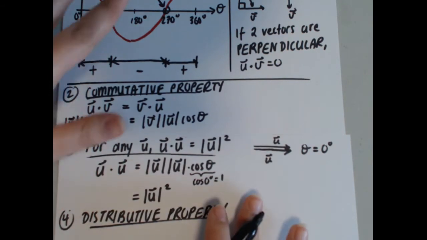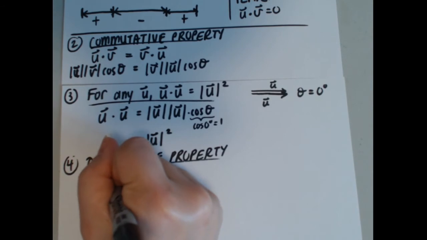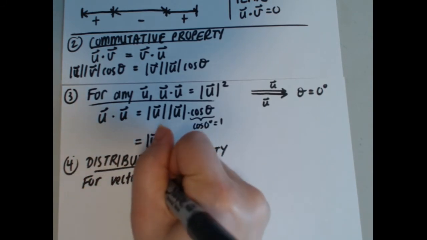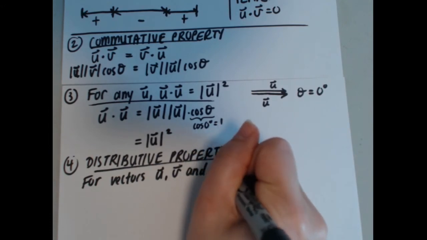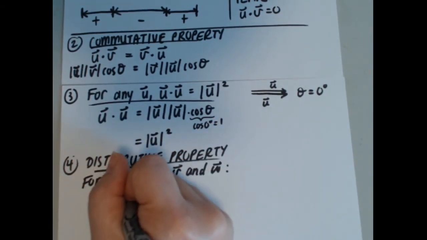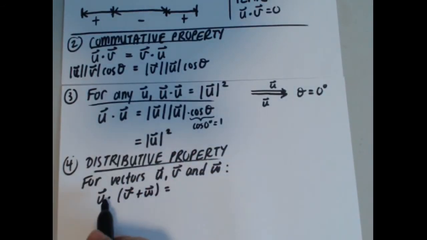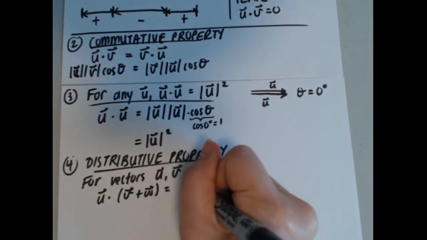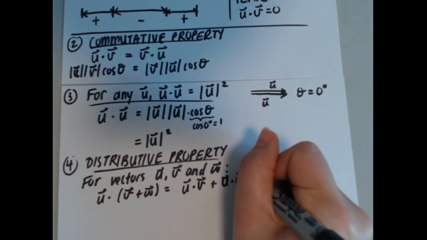Okay, so the distributive property essentially says this. Let's say you have 3 vectors, u, v, and w. We can state that u dotted with the sum of vectors v plus w, we can take that vector and dot it with each individual piece inside. This is the same thing as u dot v plus u dot w.